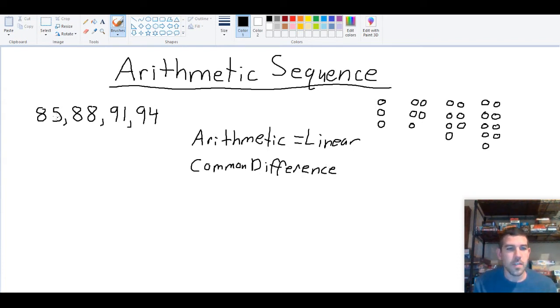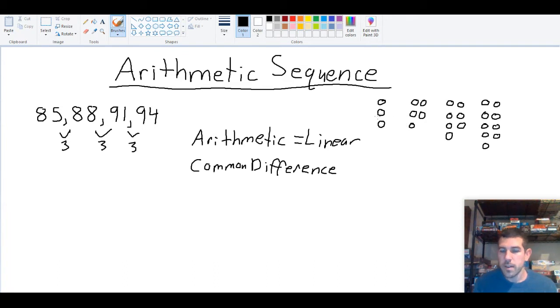So if you look over here on the left, we can see that from 85 to 88, that's a difference of 3. And from 88 to 91, it's also 3. And from 91 to 94, 3. So the common difference for this sequence would be 3.